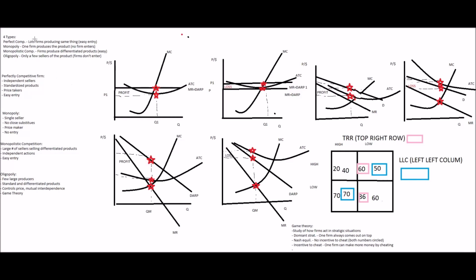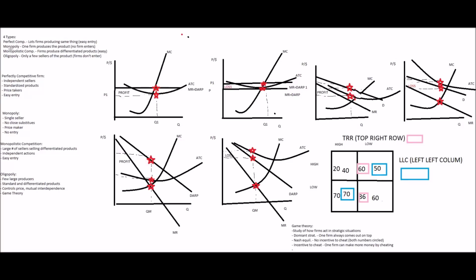We're going to be talking about four types of firms. Perfectly competitive firms: lots of firms producing the same thing with easy entry, and the four characteristics you need to know are independent sellers, standardized products, price takers, and easy entry.